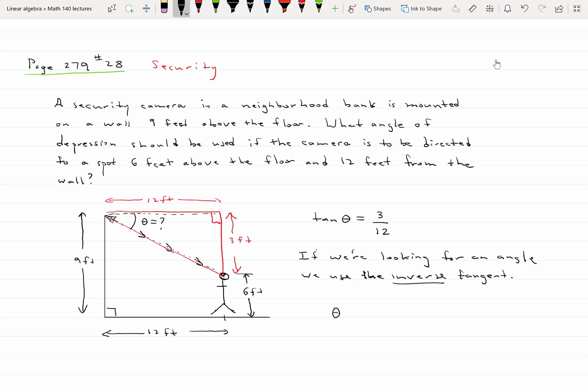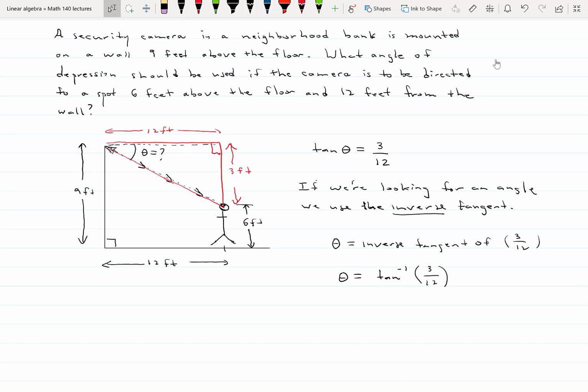So theta equals the inverse tangent of 3/12. The symbol for inverse tangent is tangent to the -1. And it doesn't mean 1 over. It doesn't mean reciprocal. That little -1 in the superscript position often means reciprocal, but it doesn't mean reciprocal here. It means inverse tangent. The inverse trig functions are on our calculators.